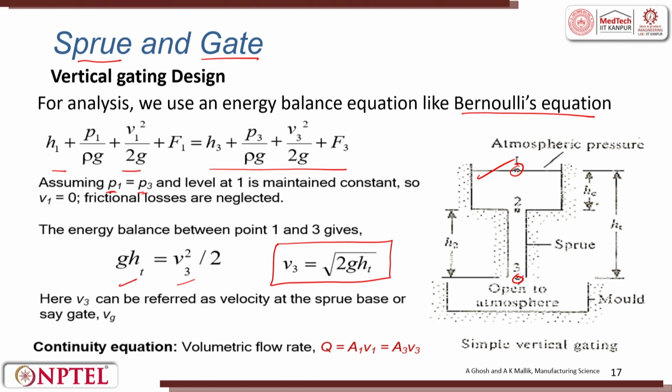This is the velocity at the sprue base here, or we can also call it Vg, which is the velocity at the gate. This is the gate entry. g is the gravity coefficient, and HT is the height of the sprue. This height HT is given.